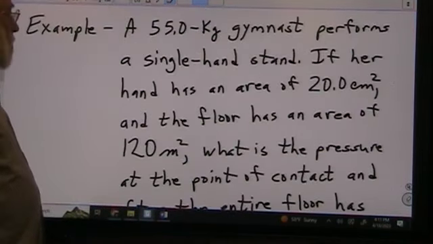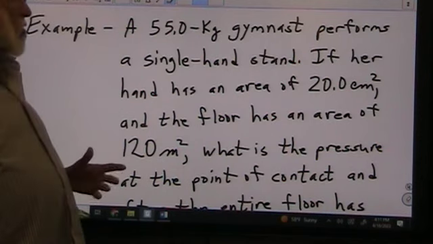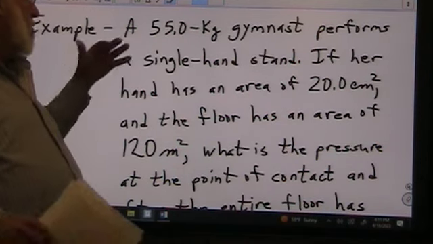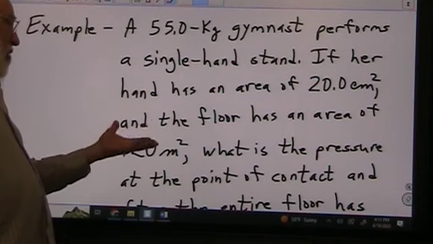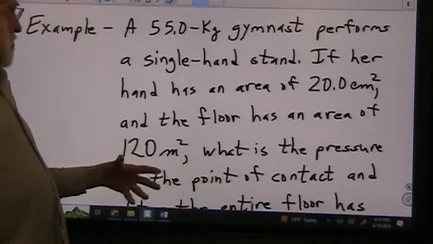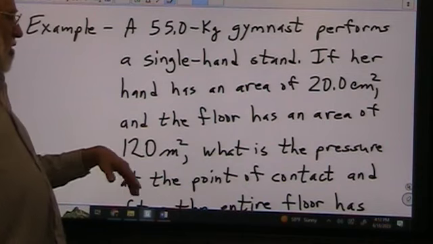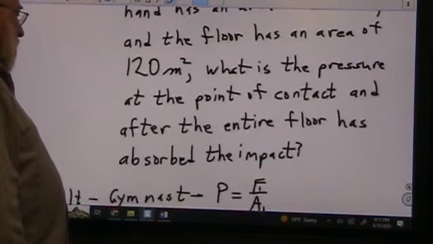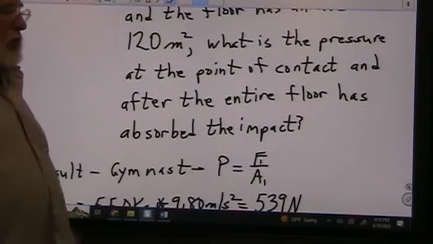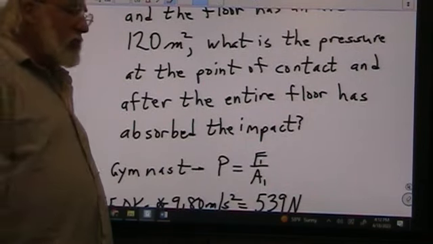Okay? Another example, a 55 kilogram gymnast is performing a single handstand. If her hand has an area of 20 square centimeters and the floor has an area of 120 square meters, what is the pressure at the point of contact and after the entire floor has absorbed the impact? Okay, so that's two different things.